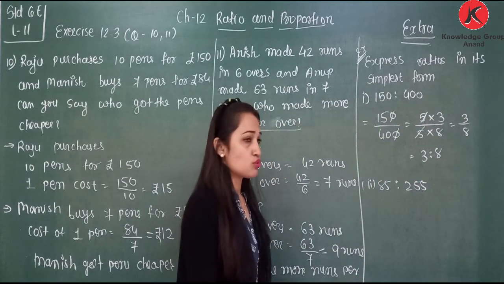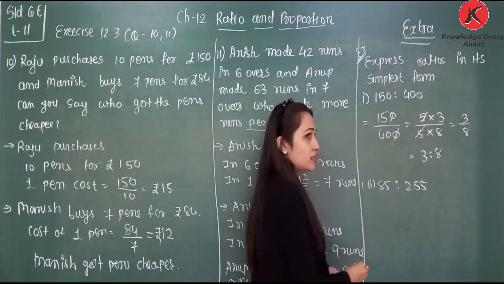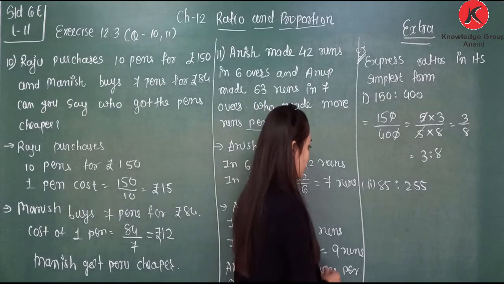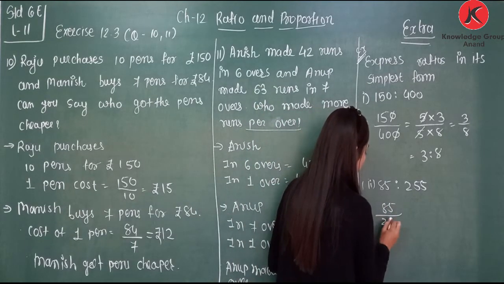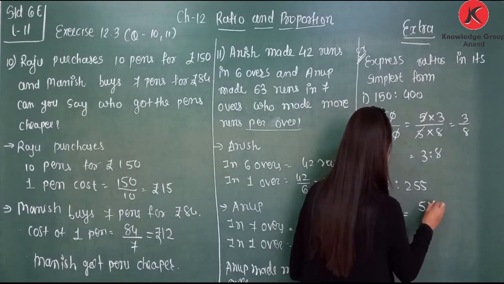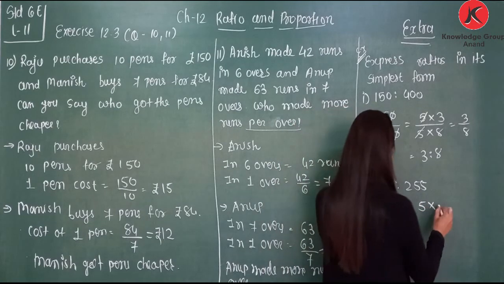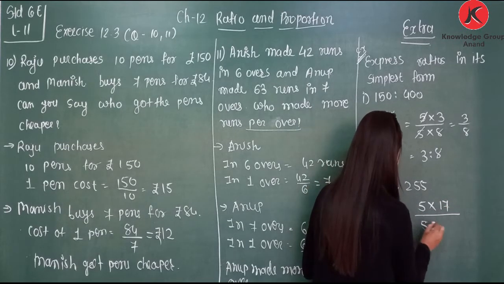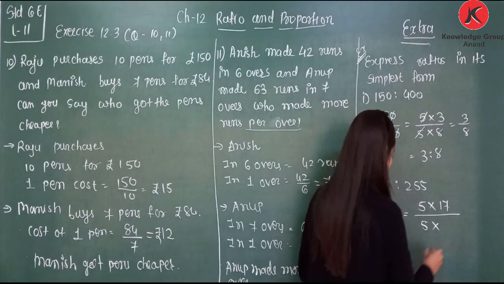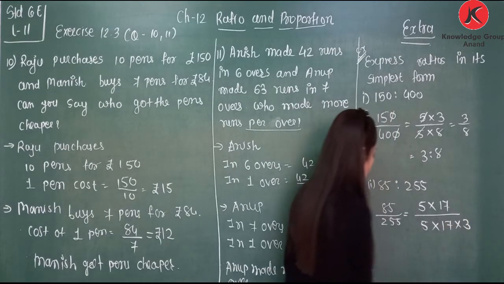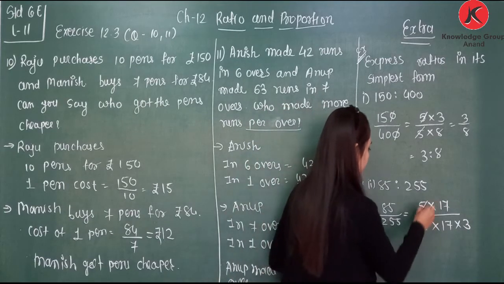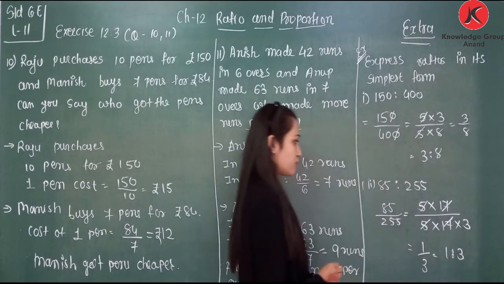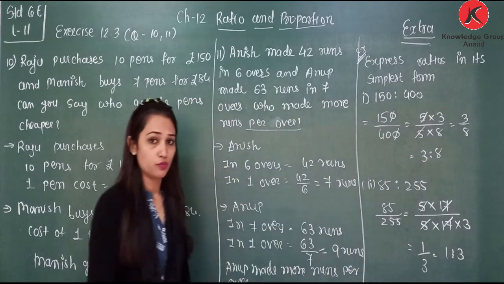Next, 85 is to 255. We can find the HCF of 85 and 255 or factorize them. So let's find the factors of 85 and 255. Seventeen fives are 85. So these are the factors of 255. So it is 1 by 3, so this is 1 is to 3. So that is the simplest form of 85 is to 255.